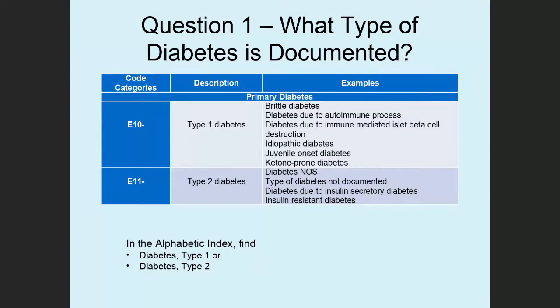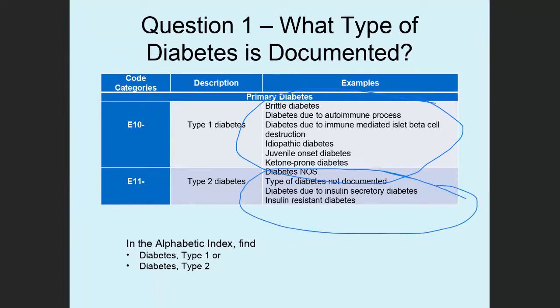We'll start with the 2 for primary diabetes. That means the patient had diabetes, and then they developed another condition due to the diabetes. We have type 1, E10, and type 2, E11. And here are some other words that are examples for each type of diabetes. So in the alphabetic index, find main term diabetes, and then type 1 or main term diabetes type 2.